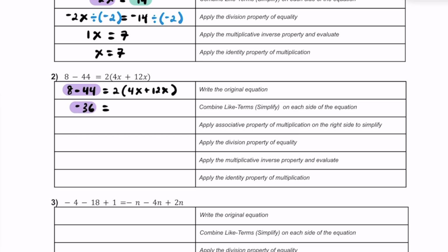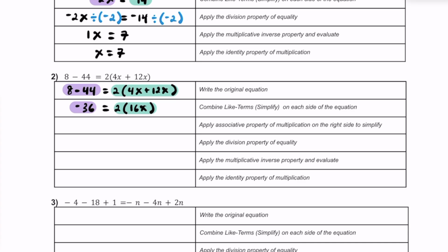What about the right side? Well, for the right side, it says to combine like terms. So let's do that. If we combine these like terms of 4x plus 12x, that's going to be 16x, right? So on the right side, it's going to be 2 times, and we're going to get this 16x on the inside of the parentheses.